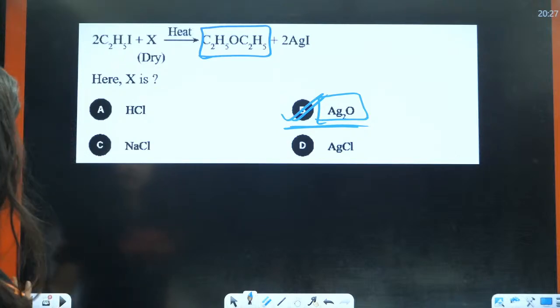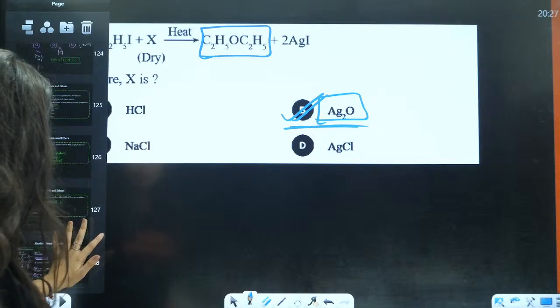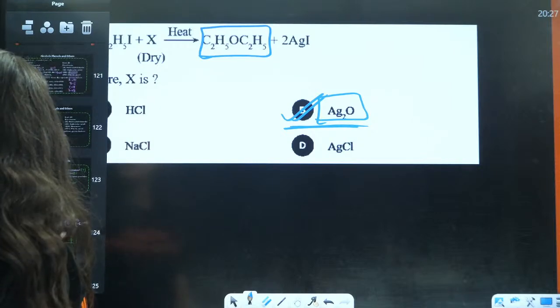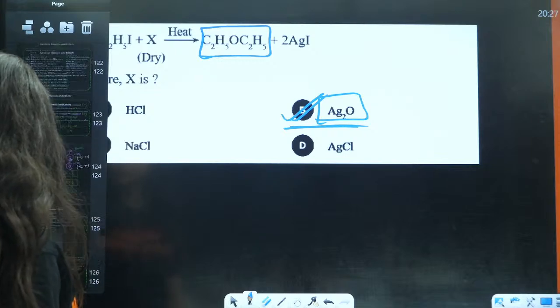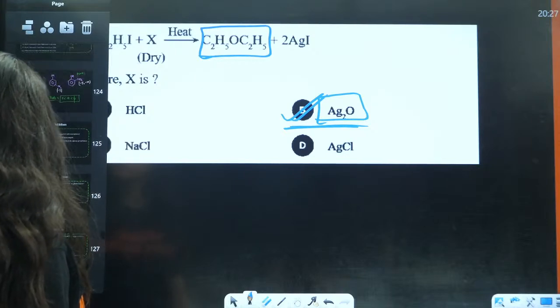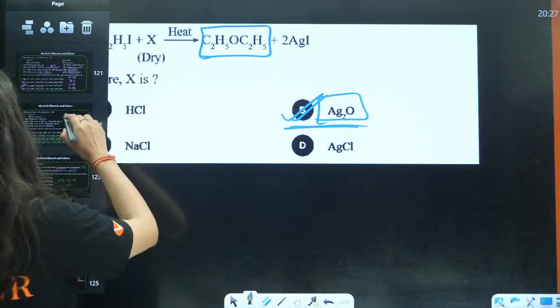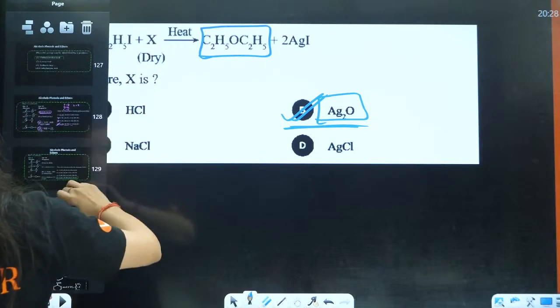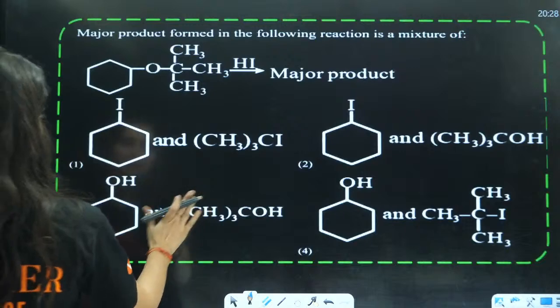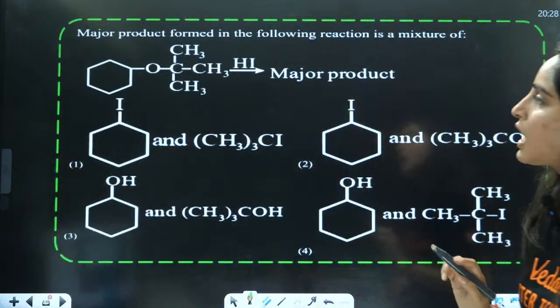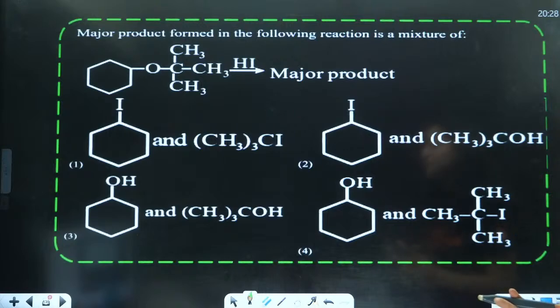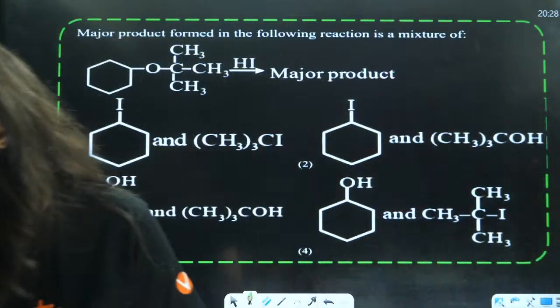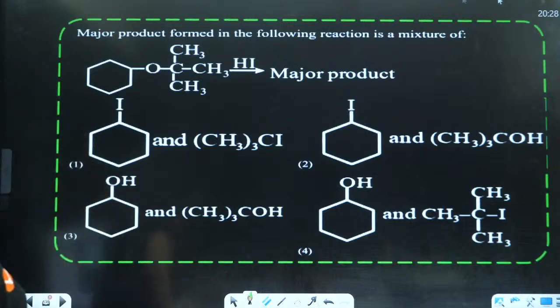Okay, guys, I think that's it for today. There was one more question that I think was somewhere here. Was there any question that we have skipped? I think this one. Yes. Major products formed in the following reaction is a mixture of. Target 100 likes. Let me see how many likes I can see in the chat box. 72. Very good.